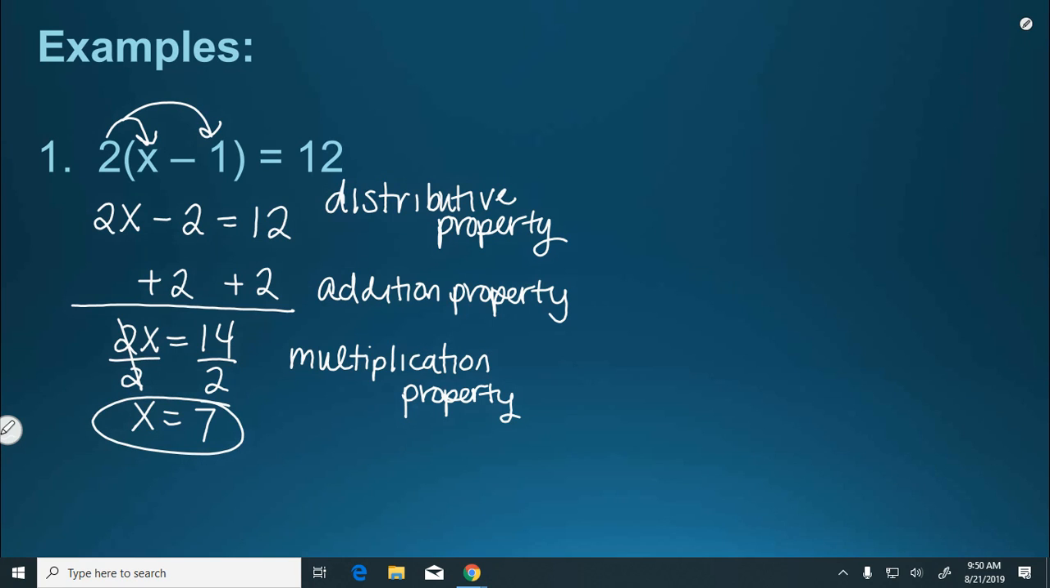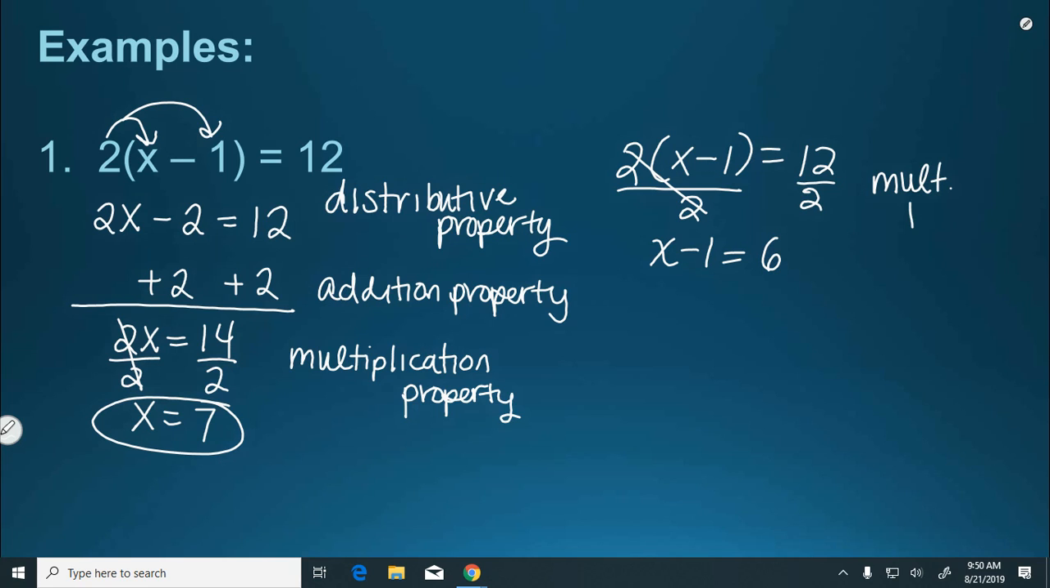So that's a very simple equation. That's one way to do it. I could have instead done 2 times x minus 1 equals 12. And instead of doing the distributive property first, I could have divided by 2 first and used the multiplication property, getting x minus 1 equals 6. Then added 1 and gotten, again, x equals 7.